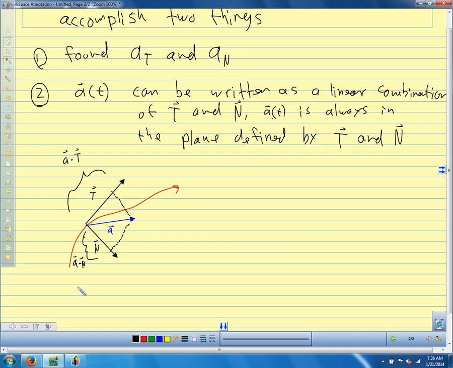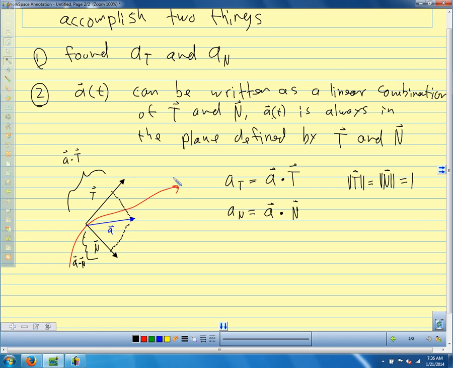Now because the magnitude of t and the magnitude of n are both 1, they're both unit vectors, this projection is given by the dot product. So because these are both in the plane defined by n and t, we can say that a sub t is also equal to a dot t, and a sub n is the acceleration dot n. And again, we can say this because the magnitude of t equals the magnitude of n, and they're both unit vectors.